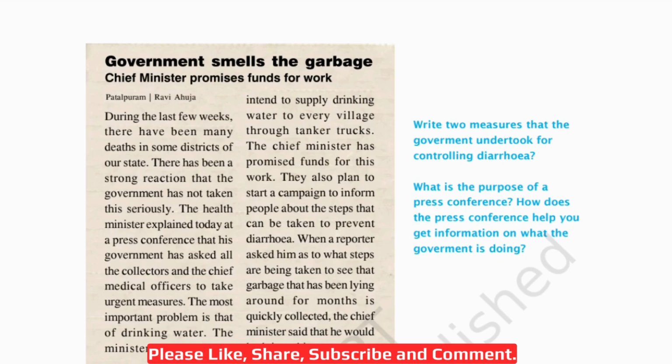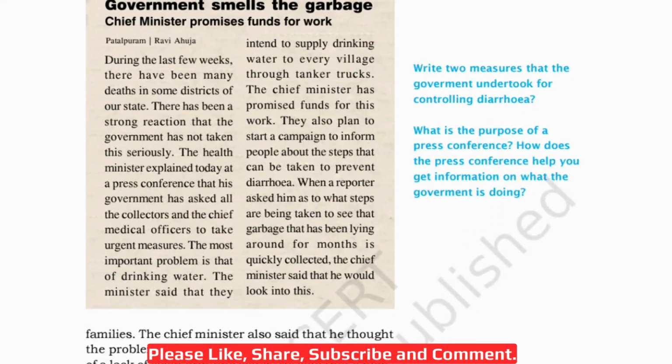They also plan to start a campaign to inform people about the steps that can be taken to prevent diarrhea. When a reporter asked him what steps are being taken to see that garbage that has been lying around for months is quickly collected, the chief minister said that he would look into this.